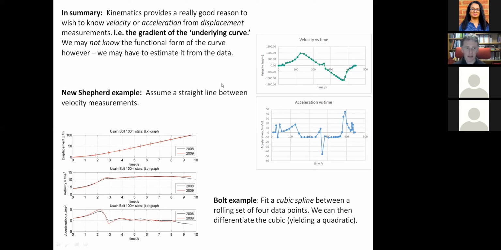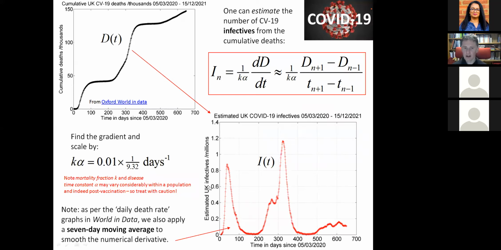So in the two examples, we've assumed a straight line between our velocity measurements, and in the bolt example, we fitted a cubic between those, which gives us a slightly more precise way of doing it. Another example where we might want to do this is very current at the moment.